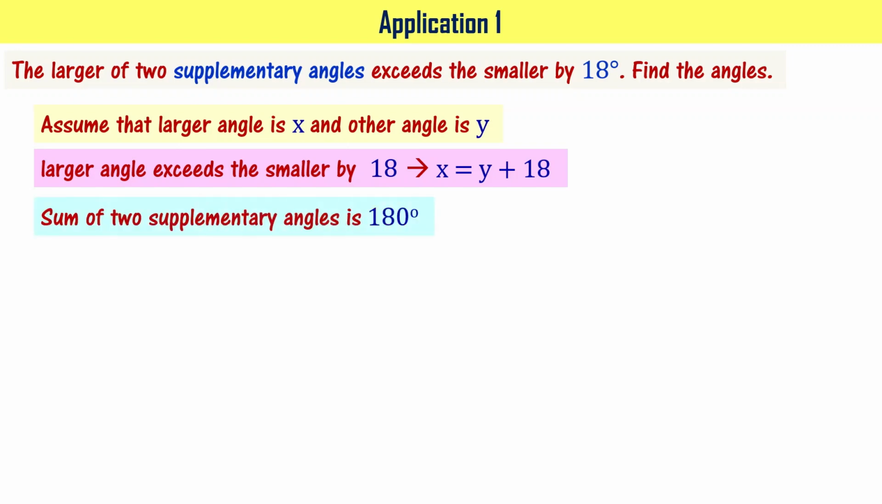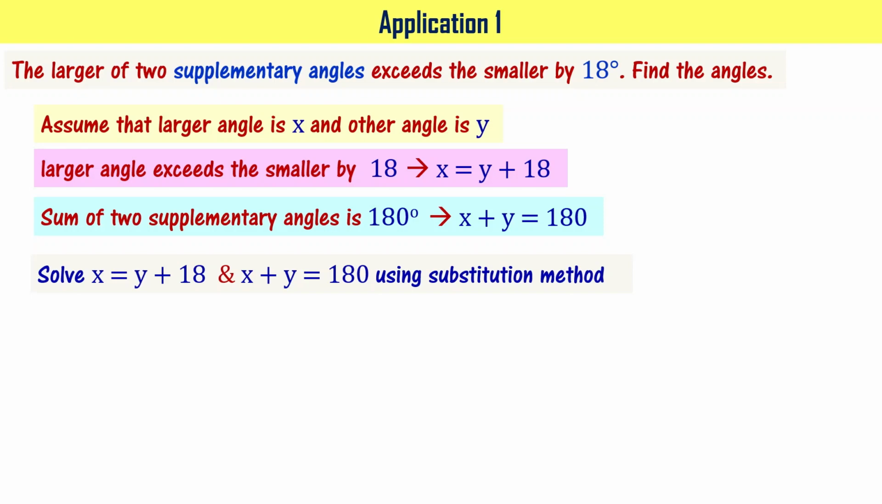We know that the sum of two supplementary angles is 180 degrees, right? It means x plus y equal to 180 degrees. Now we have two linear equations in two variables, right? Or in other words, we can say that a pair of linear equations in two variables are there. Let's solve these two equations using the substitution method.